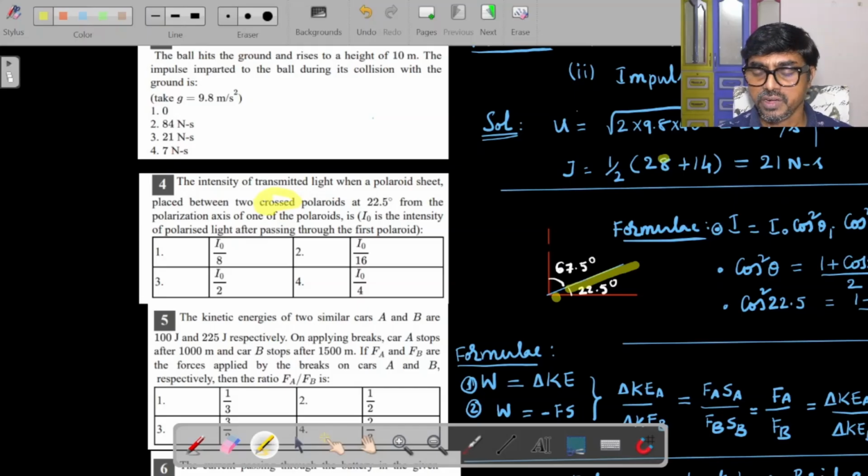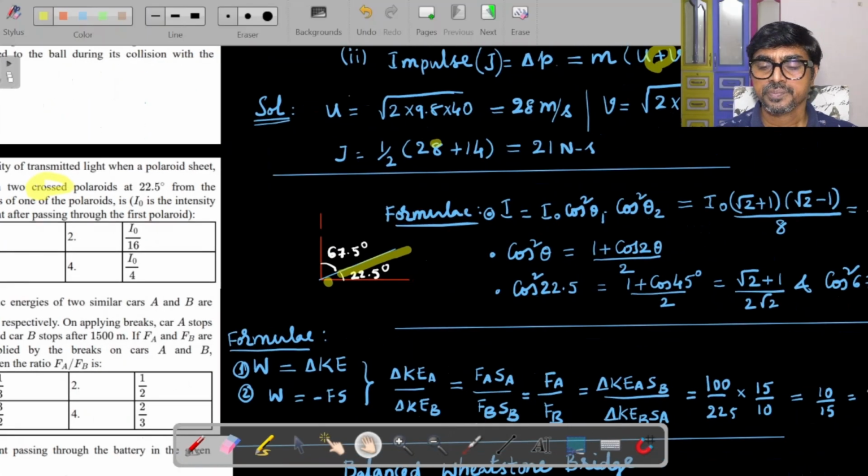First one will give I0. Then what will be the intensity after second one and also after third one? It's simple Malus formula. 2 times you have to apply. I1 will be equal to I0 cos square theta 1 and I2 would be equal to I1 cos square theta 2. So I1, if you substitute, it will be a series, you will get I0 into cos square theta 1 into cos square theta 2.